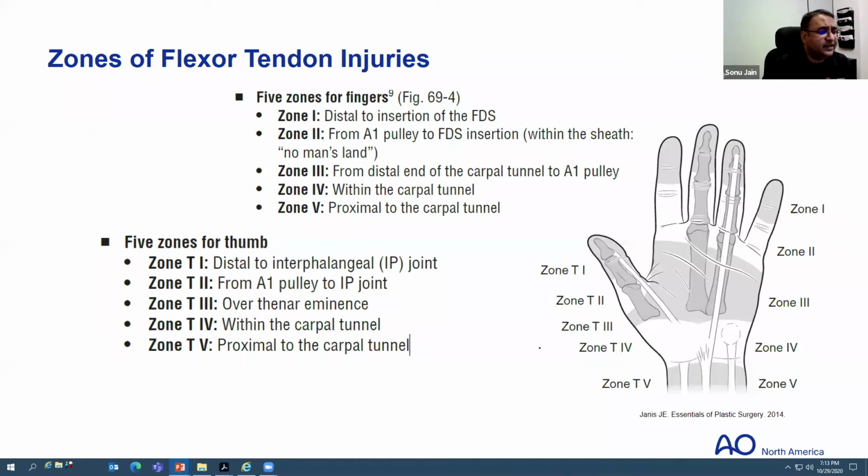So you have zone T1, which is distal to your IP joint, zone T2 from your A1 pulley to your IP joint, and zone T3, which is over your thenar eminence. And then zones 4 and 5 are very similar to the fingers, where zone 4 is the carpal tunnel and zone 5 is proximal to the carpal tunnel in the forearm.